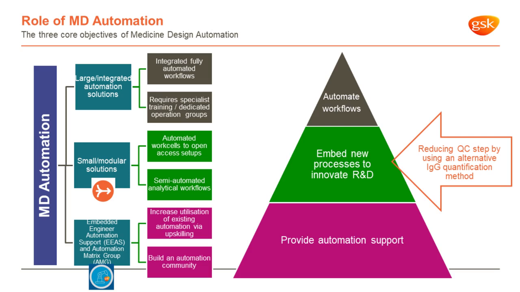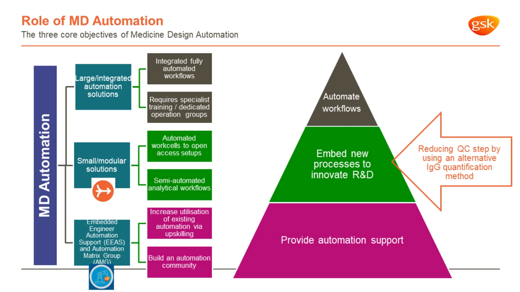One of the key parts of our group actually is working with an engineering team who are embedded within our team to provide that first line troubleshooting and rapid support. One of the key pieces of medicine design automation is to maximize the value of the automation we have and therefore minimize the downtime. We've also created a network across the whole of the community within GSK where we can link together automation savvy scientists and engineers so that we can share best practice and learning.